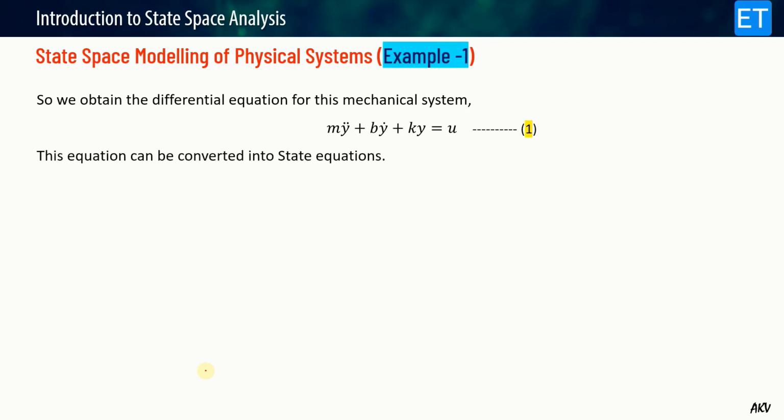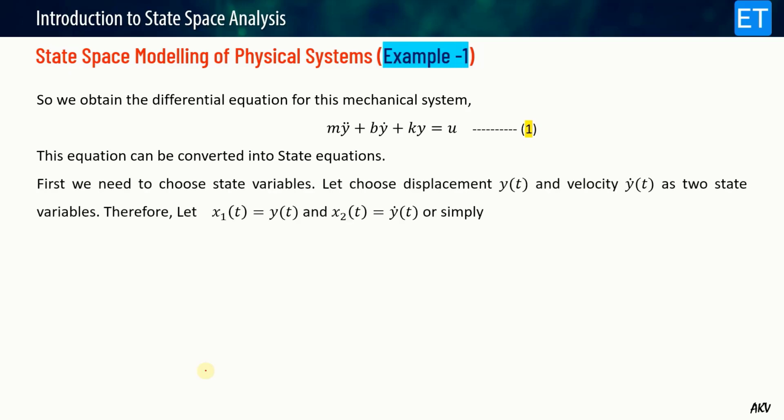And this differential equation can be easily converted into the equivalent state space model. Let's see how. So for that, first I have to choose the state variables. So here I am choosing the first state variable as a displacement. So that's why let's say x1 is the first state variable, which is equivalent to the displacement, and the second state variable is equivalent to the velocity. So I can write these two equations. So x1 equal to y, that means displacement is the first state variable, and the second state variable is actually your velocity.